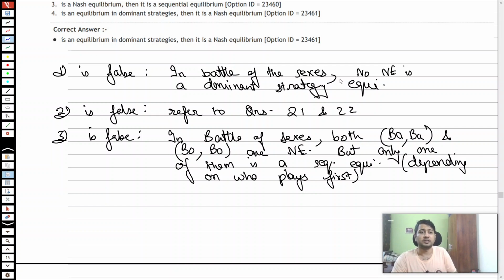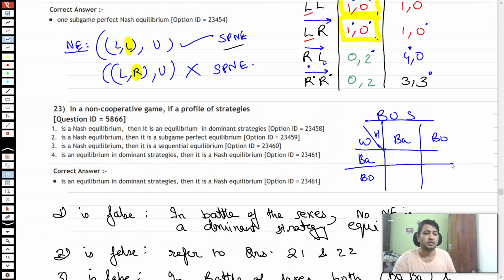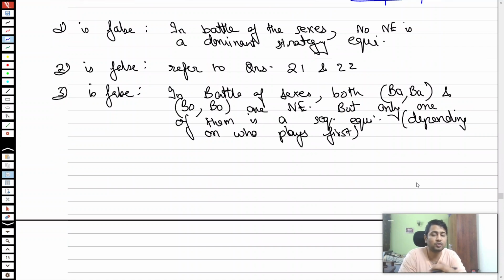So I'll just add the Battle of Sexes example here. In Battle of Sexes, the wife is the row player, she can go to ballet or boxing. The husband is the column player, he can go to again ballet or boxing, and the payoffs here are going to be 2, 1, 1, 2, 0, 0, 0, 0. If you build this as a sequential game, then the wife will always choose to go to ballet and the husband will follow, and vice versa.